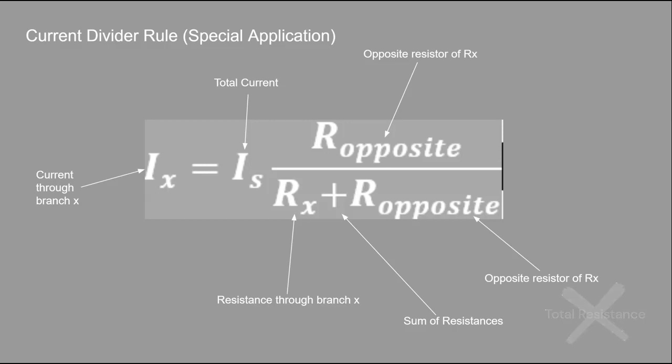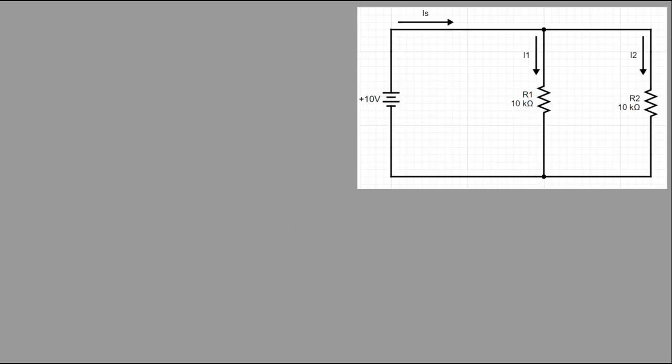And our R opposite is going to be the resistor that is not in the branch in question. So if we're looking at branch 1, Rx is going to be R1 and R opposite will be equal to R2, and vice versa. So once again, let's look at it with a diagram.